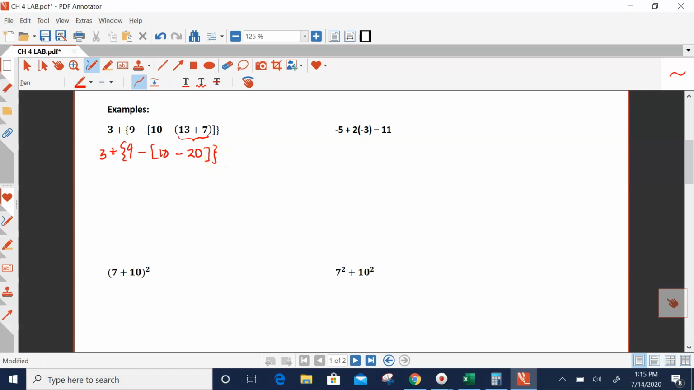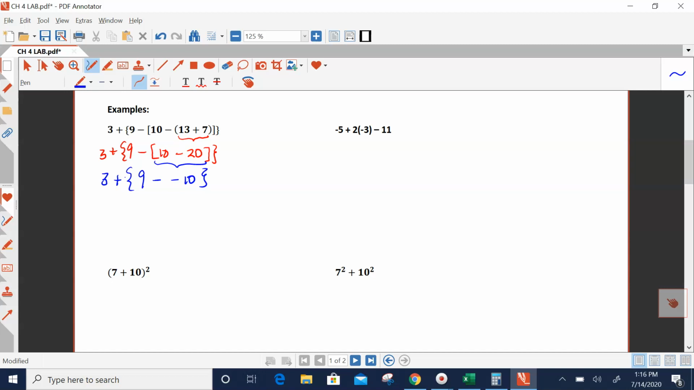I still have grouping symbols. I've gotten rid of the parentheses. I now need to get rid of these brackets. So inside the brackets, I have 10 minus 20. So let's go ahead and do that operation. So 10 minus 20 gives me a negative 10. So my brackets are now gone. What's in front, or I should say to the left of that negative 10, is another minus and a 9 in front of it. I'm going to carry everything else down because I haven't done anything with the other operations.